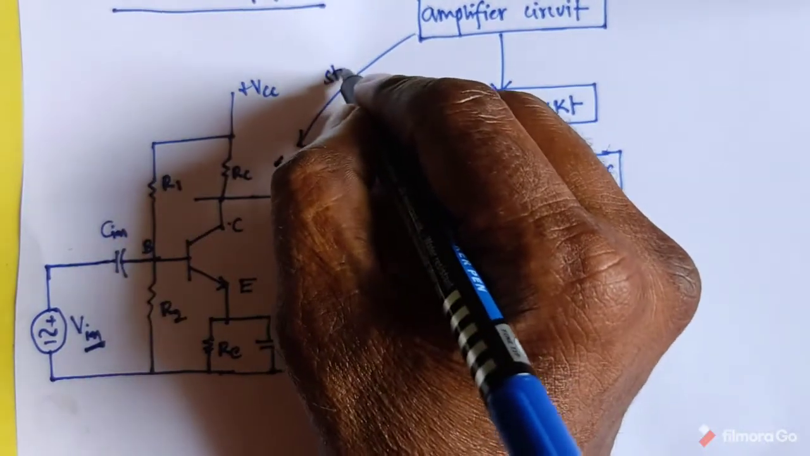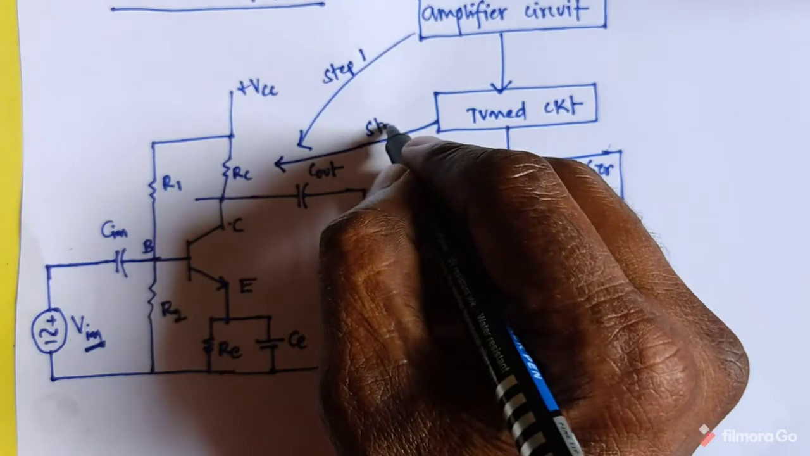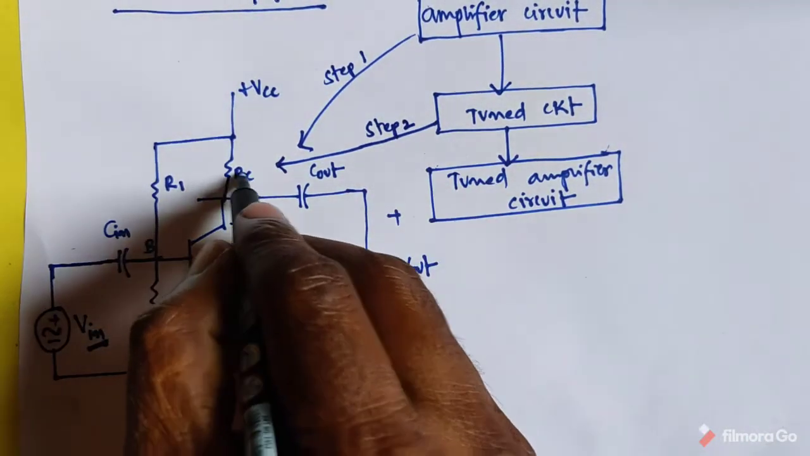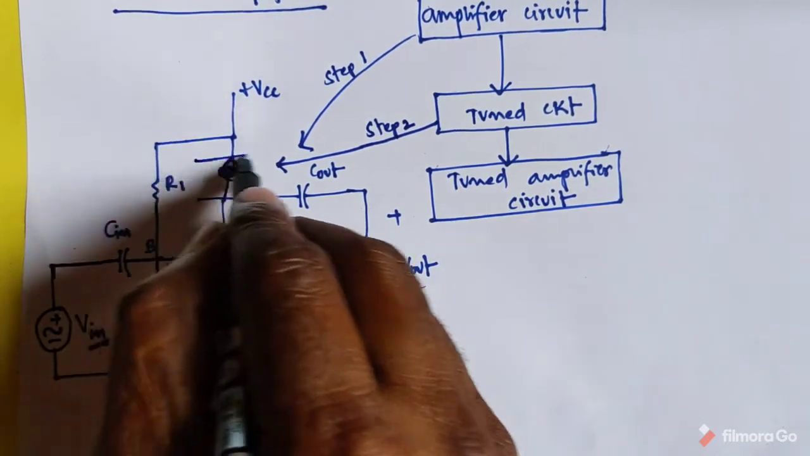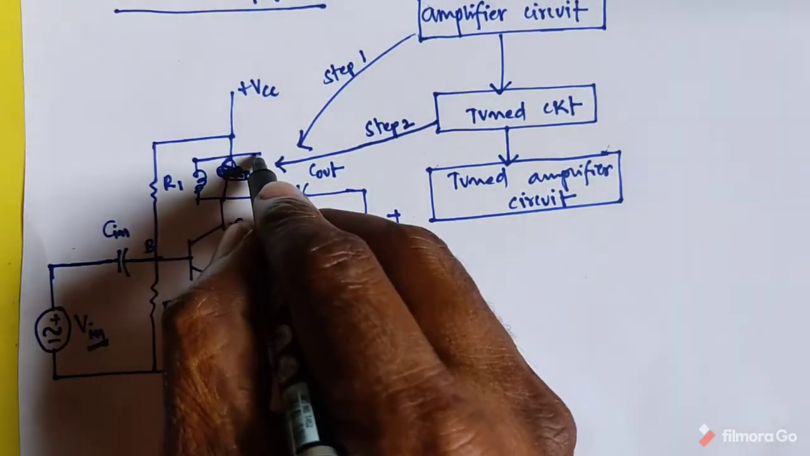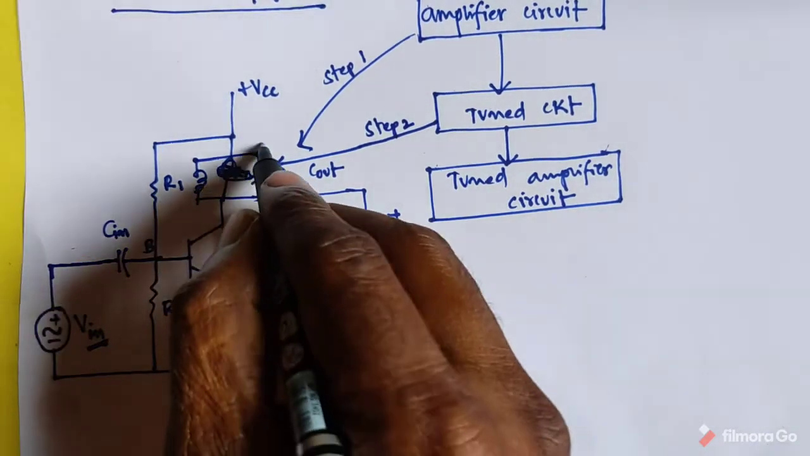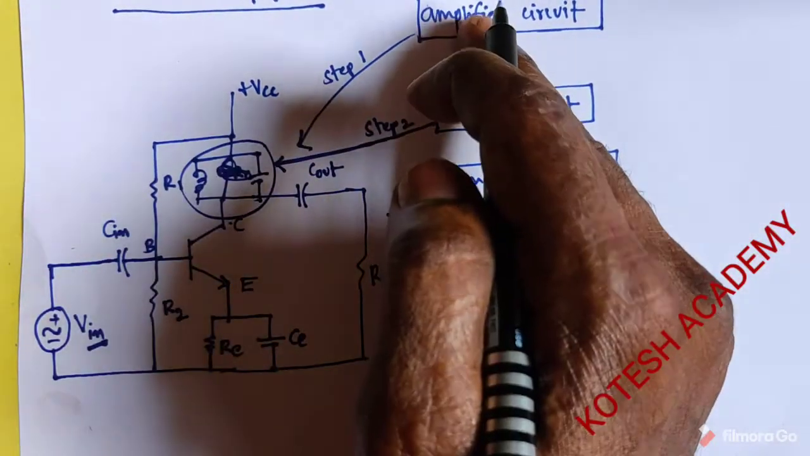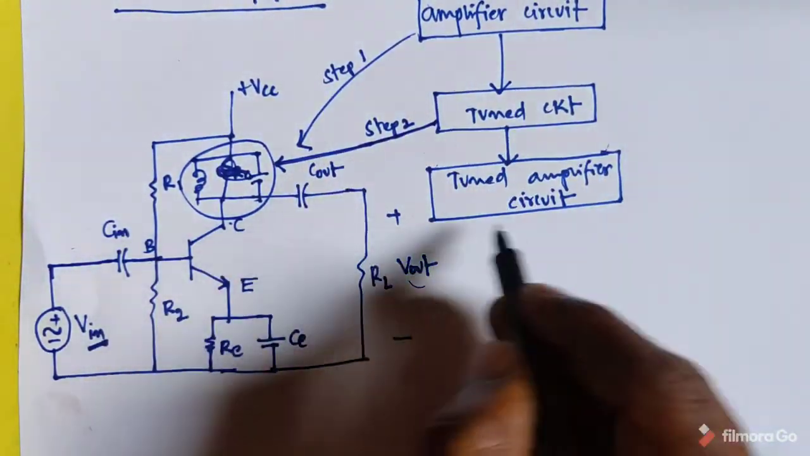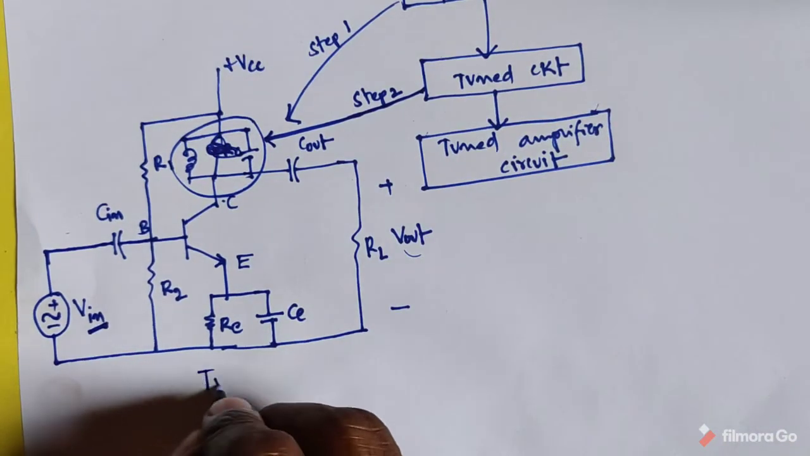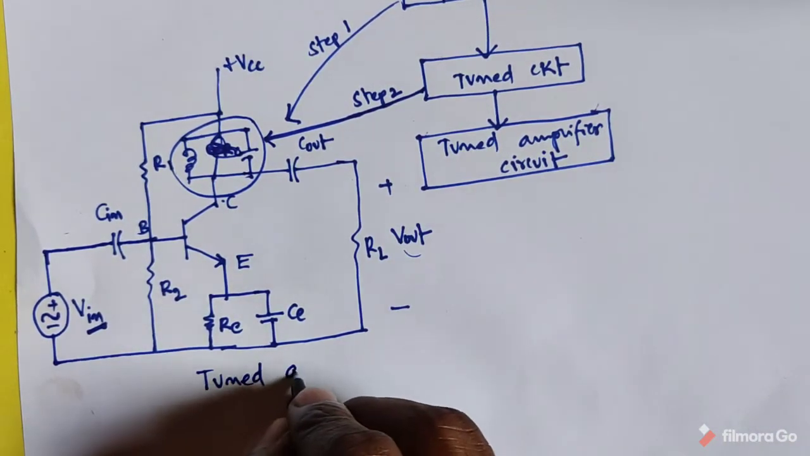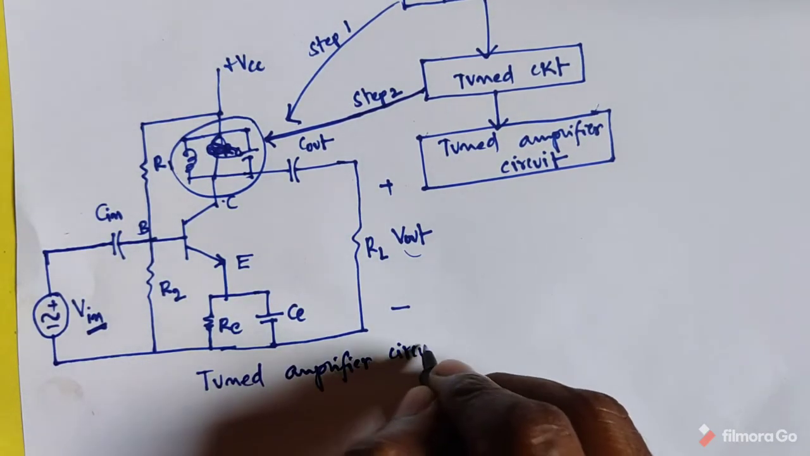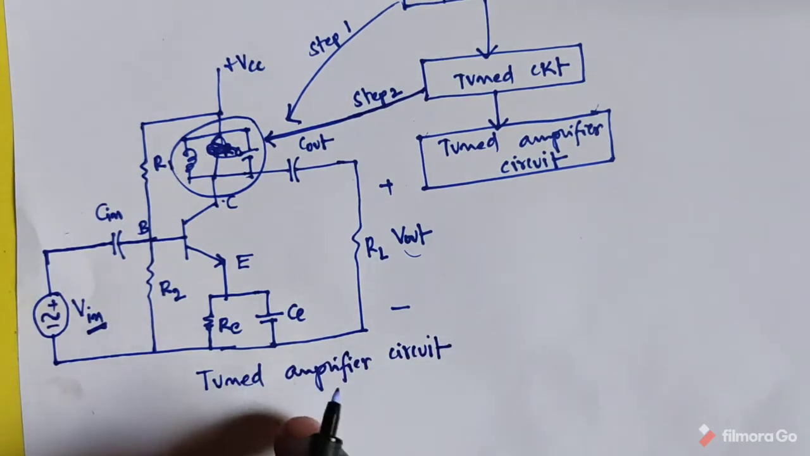This is step 1 so far. This is step 2. In step 2, the resistor is replaced by an inductor and a capacitor. This is removed and you use one inductor and one capacitor in place of the load resistor. This type of circuit is a tank circuit. The entire circuit is the amplifier circuit, and with the help of this tank, it is called the tuned amplifier circuit. So that is the definition of this title.